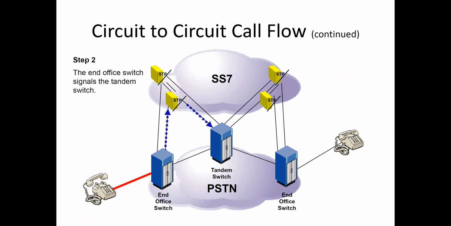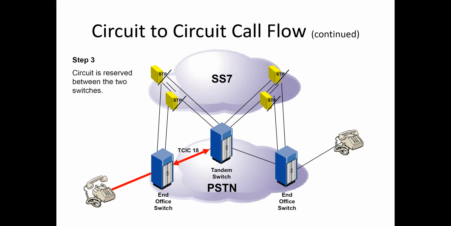The end office needs to signal the tandem switch to indicate that there is a call that needs to be processed by the tandem switch. Before the signaling is done, the end office also needs to reserve a circuit in the trunk between the end office and the tandem switch. When the signaling is sent through the SS7 network, the tandem switch will also reserve the same circuit. Therefore, the two switches, the end office on the left and the tandem switch, now have the same circuit reserved. Please note, this circuit, the TCIC, trunk circuit identification code, is number 18 and is not being used for voice at the moment. It is simply reserved.